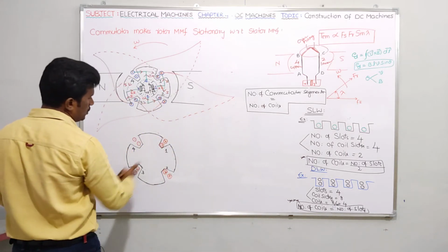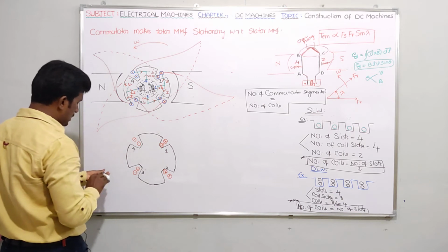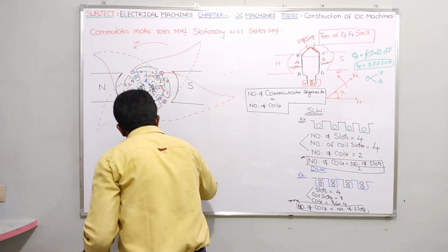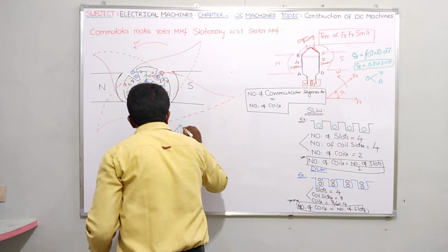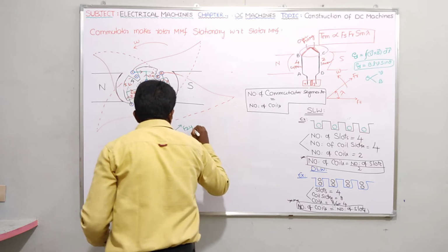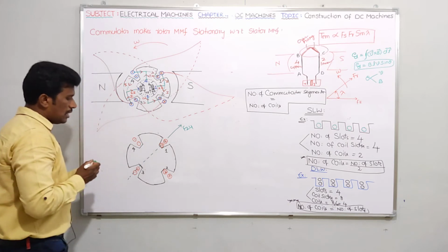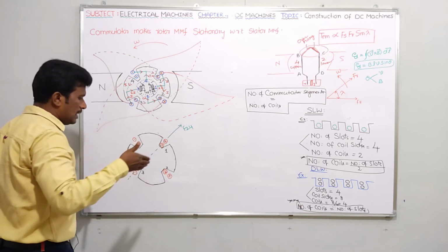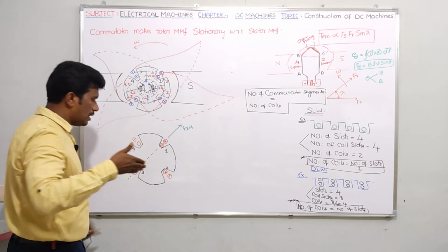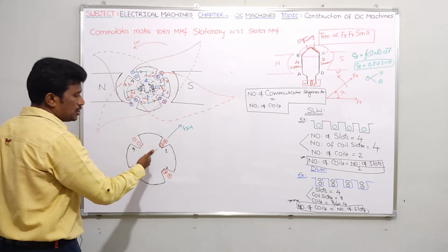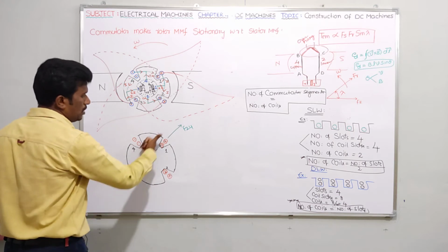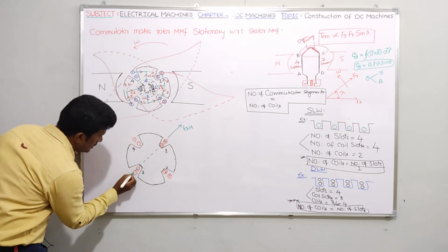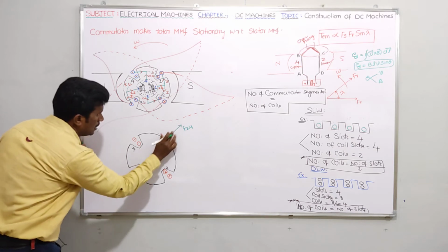Nothing but F24. It should be like this, no? That means this is the MMF. Please try to understand. F24 will be like this. From slot number 2 and slot number 4, in slot number 2 the direction of current is coming into the board, and in slot number 4 the current is coming from the board, so the arrow mark will be like this. This is the MMF, F24. Okay, right guys.